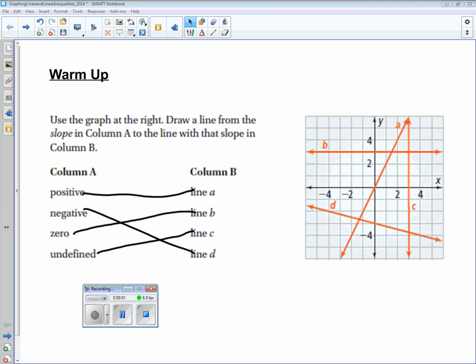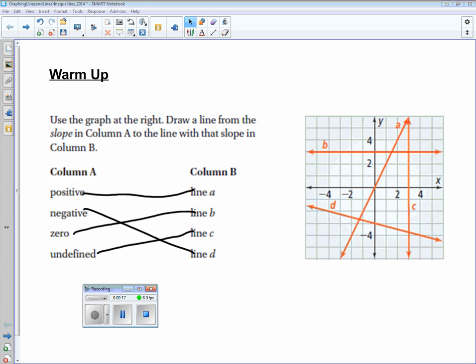See if you guys chose the right ones. Do you agree that line A has a positive slope? I agree. It does. Positive slope. When you read it from left to right, it's going up. Okay? Negative slope, line D. Do you agree with that? Yeah. As you look at line D from left to right, it's going down.